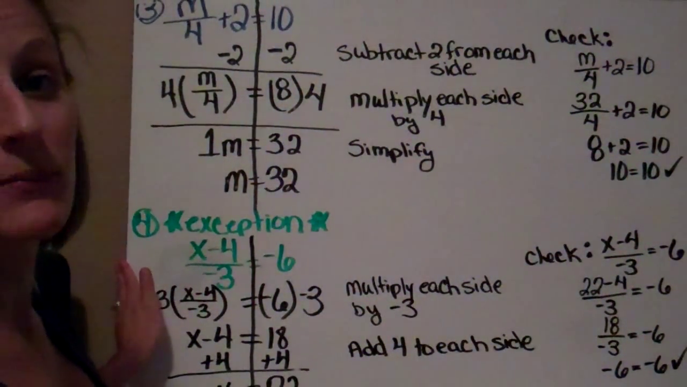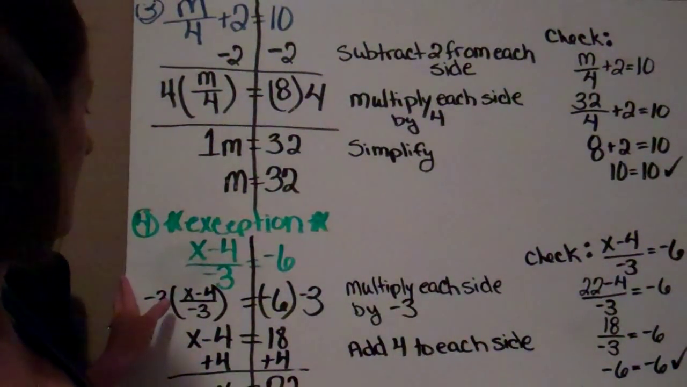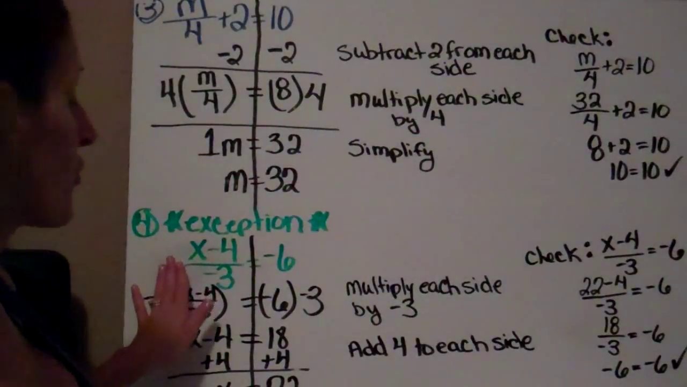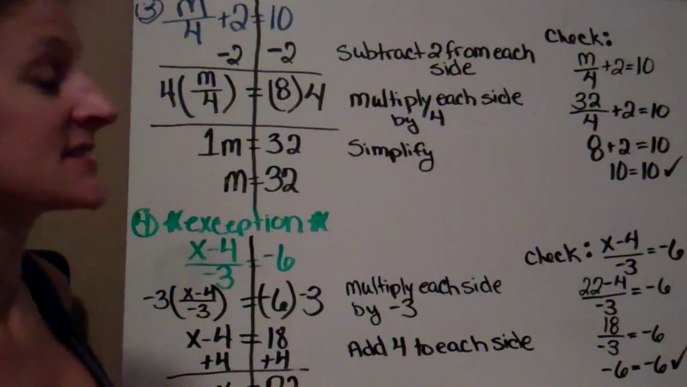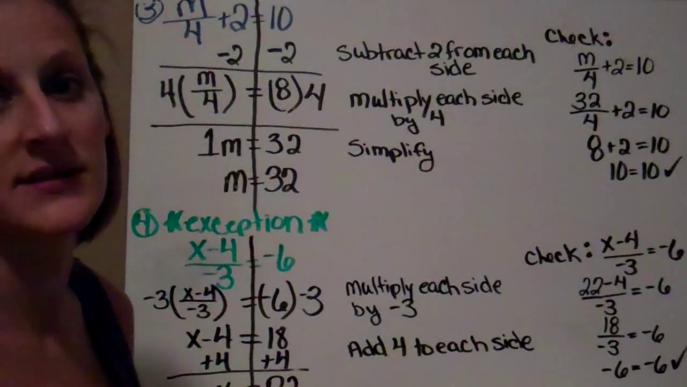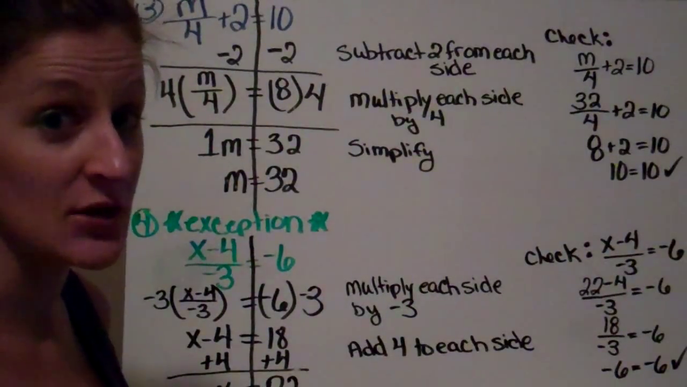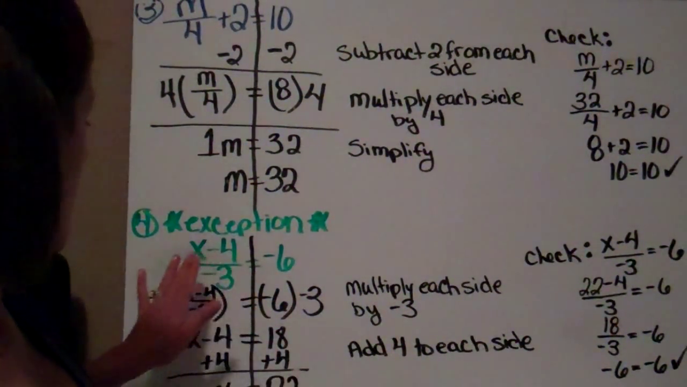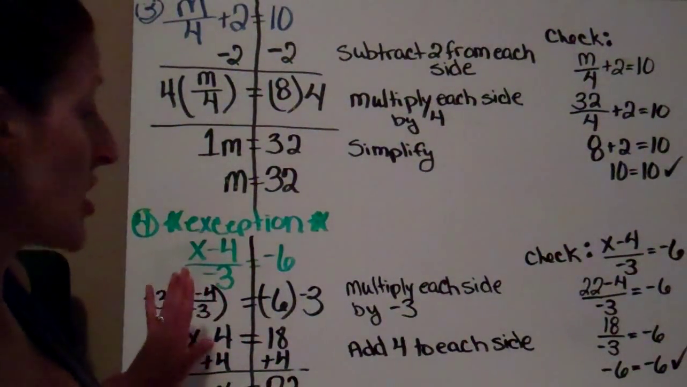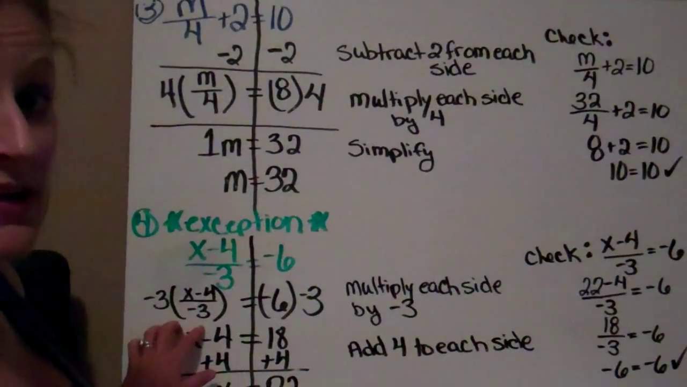This last one, remember, is the exception that I was telling you to the two-step rules that we have. We have x minus 4 all divided by negative 3 equals negative 6. Now when I have everything being divided by something, I need to first do multiplication to get rid of that and move it to the other side. I don't add or subtract yet. So instead of adding or subtracting, I'm going to multiply each side by the denominator, or this negative 3.